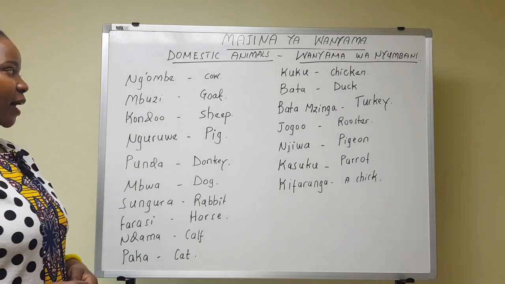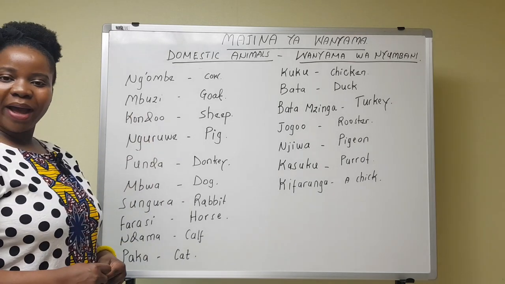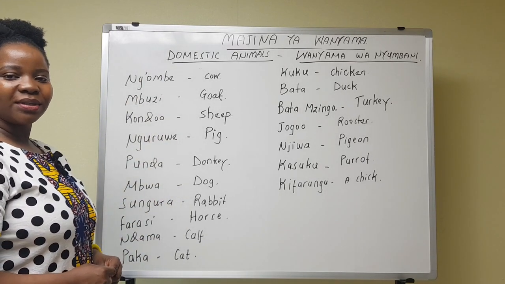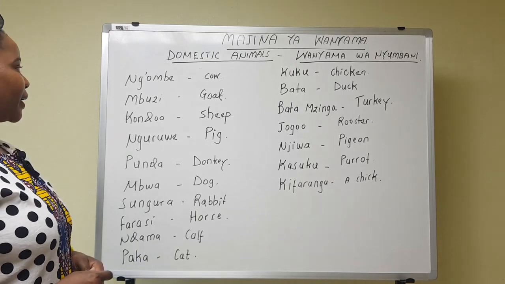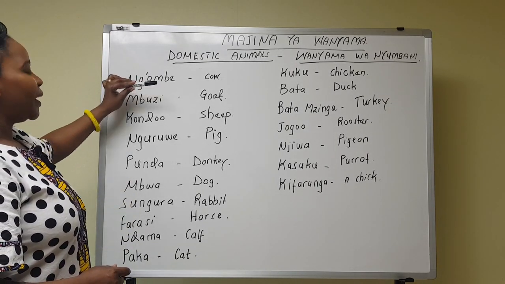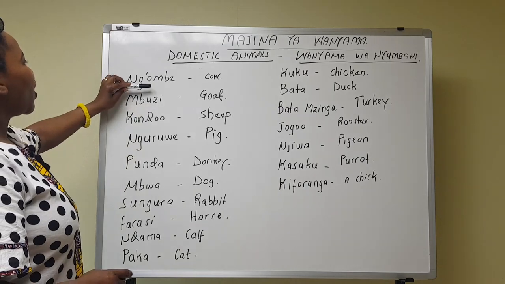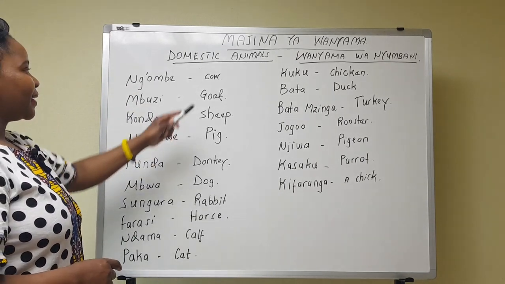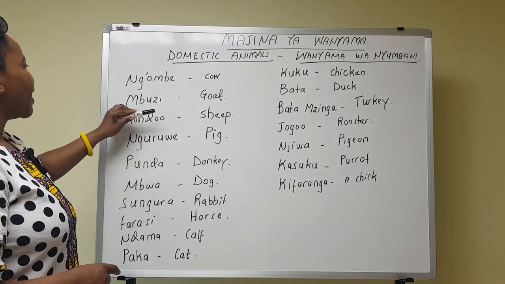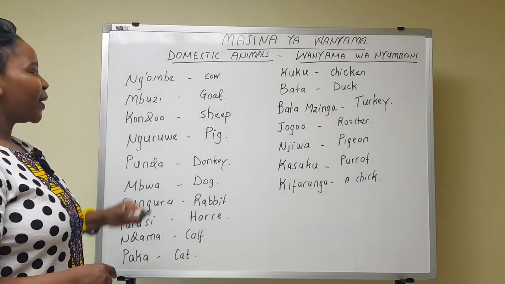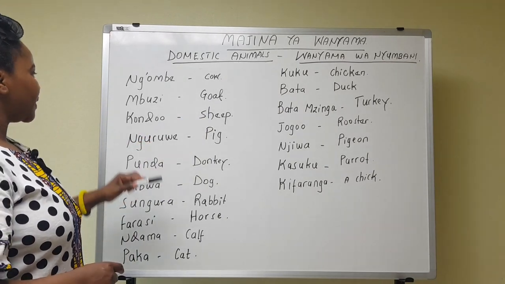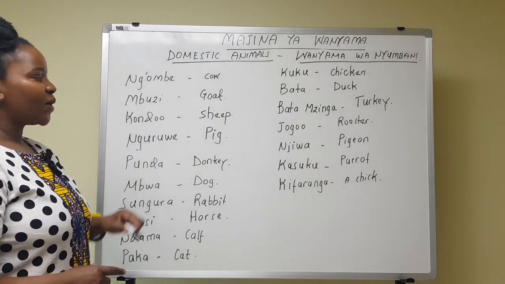Majina ya wanyama wanaofugwa nyumbani. These are the names of domestic animals. Wanyama wa nyumbani. Okay, let's repeat again. Ngombe. This is cow. Mbuzi. This is goat. Kondoo.